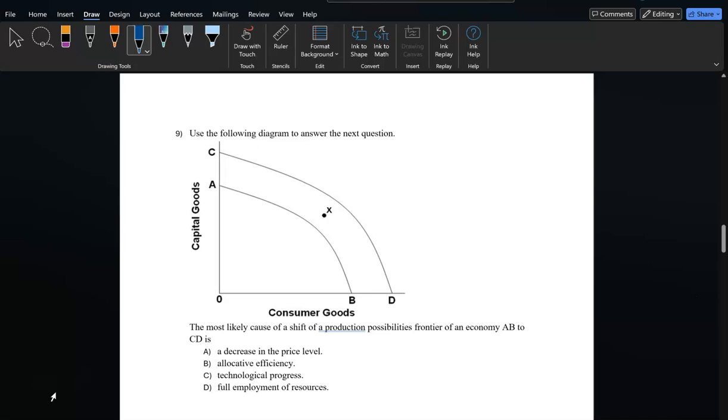Question number 9. If we are at this point, this is definitely an inefficient use of resources. Okay, but the question is asking the most likely cause of the shift of the PPF of an economy from AB to CD. It is due to technological progress.